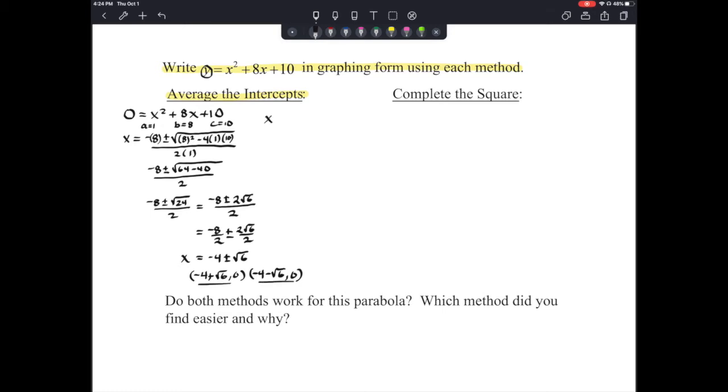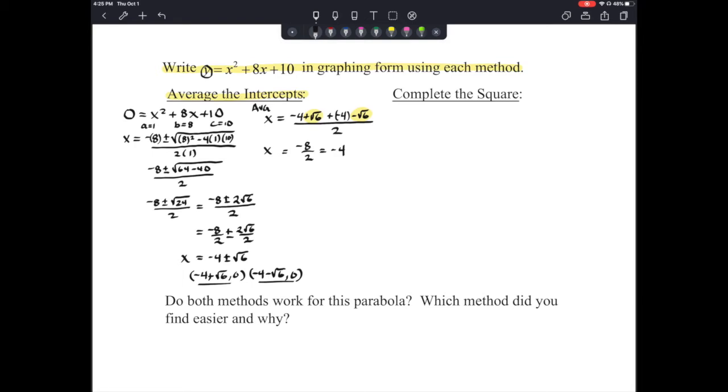the previous problem. We'll say here the average of the x-intercepts will equal, we'll take one of them, -4 plus radical 6, and then add the second one, -4 minus radical 6, and we're going to divide it all by 2. Well, if you look at it here, hopefully you start to pick up on this relationship. Positive radical 6 and negative radical 6 will cancel out. You've got -4 plus -4 is -8 over 2, which reduces to -4.